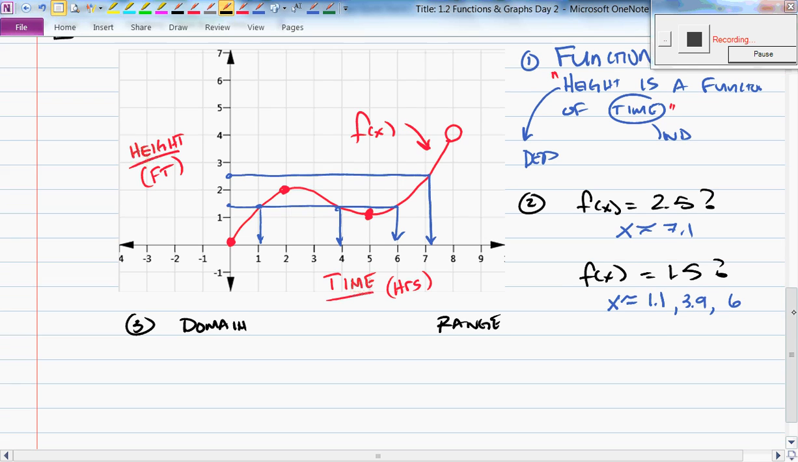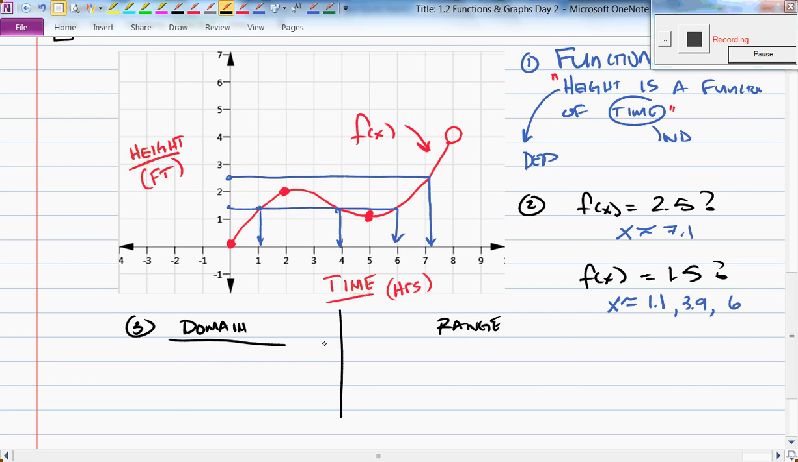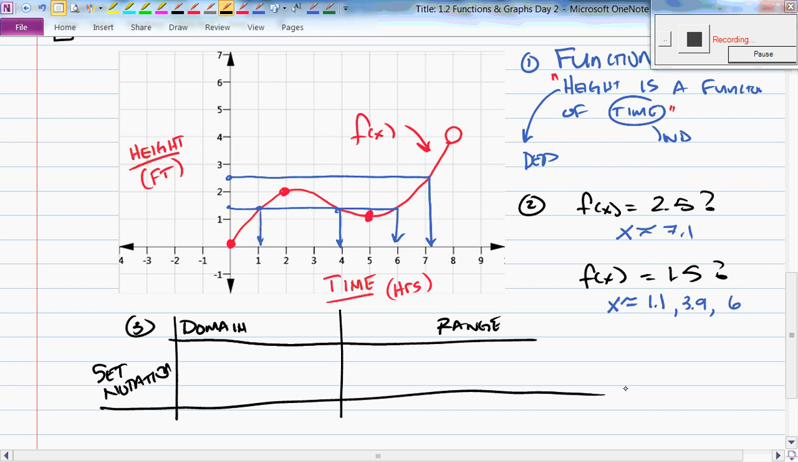All right, so I'm going to represent the domain and the range in two different ways. I'm going to represent it in set notation, and I'm going to represent it in interval notation. All right, and we're going to be responsible for both. All right, set notation and interval notation. First, let's talk about the domain.